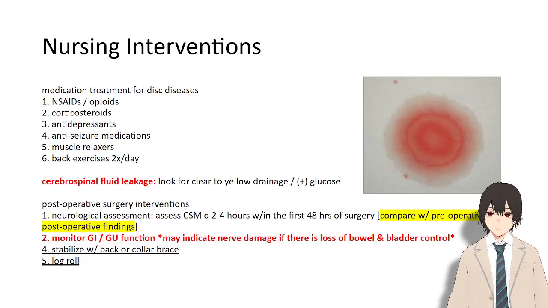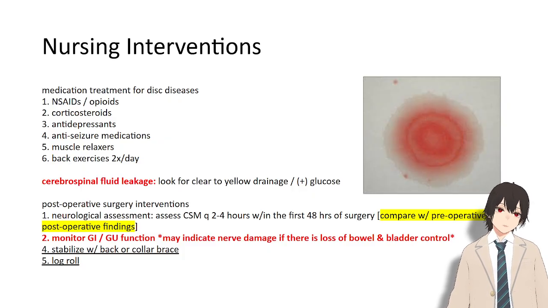You want to monitor GI and GU function because there can be nerve damage if there's a loss of bowel and bladder control. This is also hinting more at the cauda equina stuff.